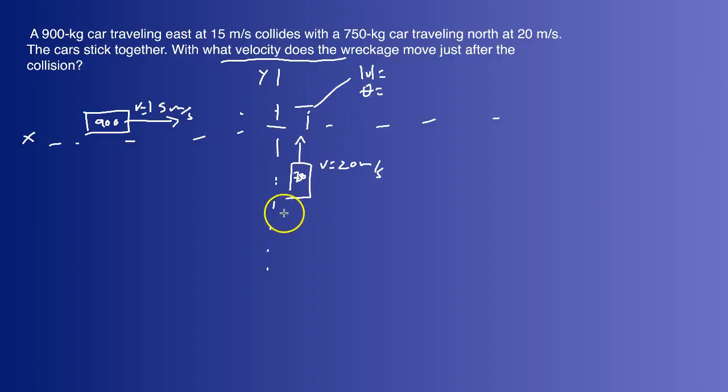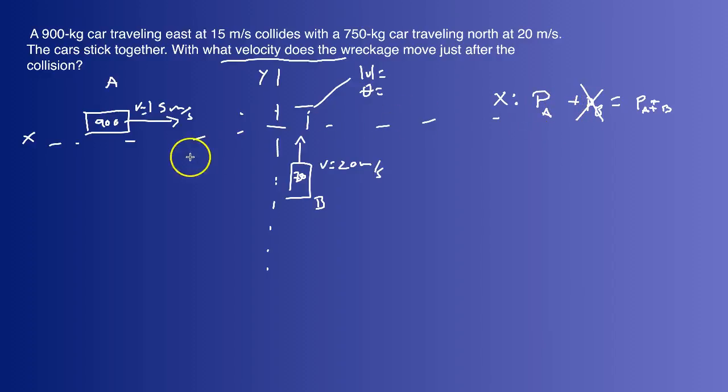I'll go ahead and set up for x. We'll call this car A and this car B. So the momentum of A before plus the momentum of B before is going to be equal to the momentum combined of A plus B together afterwards. If this is looking at the x direction, then car B has zero momentum because it's traveling directly north. You have no momentum that way.